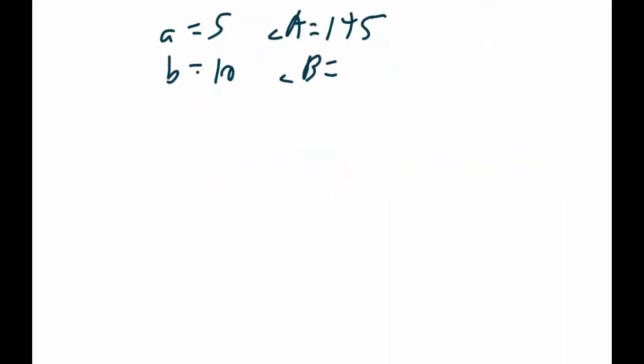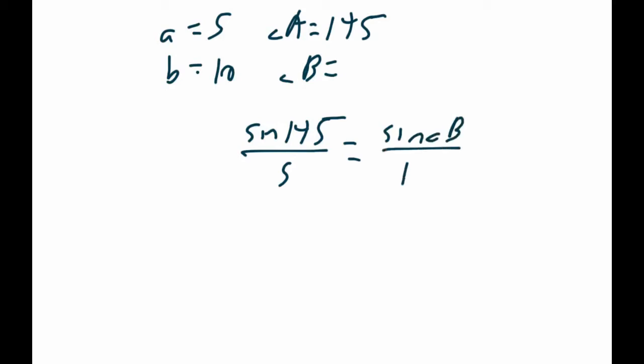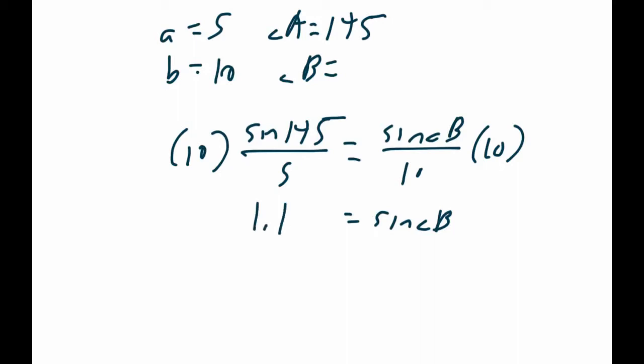For problem number 11, we want to know how many triangles go with this situation. And so I'm going to do the sine of 145 over 5 and the sine of angle B over 10. And so when I multiply both sides by 10, we wind up with the sine of angle B equals 1.14. Now, when I try to do the inverse sine, remember this can't be any higher than 1, so the answer is going to be 0 triangles.